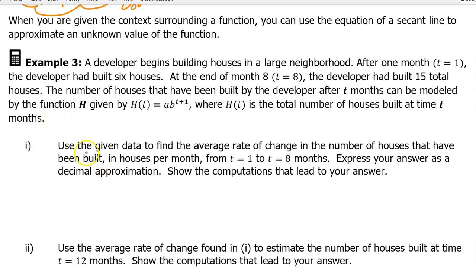Part 1. Use the given data to find the average rate of change in the number of houses that have been built in houses per month from t equals 1 to t equals 8 months. Express your answer as a decimal approximation. Show the computations that lead to your answer. The average rate of change of h of t on the interval from 1 to 8 will be h at 8 minus h at 1 over 8 minus 1. H at 8 is 15. And h at 1 is 6.